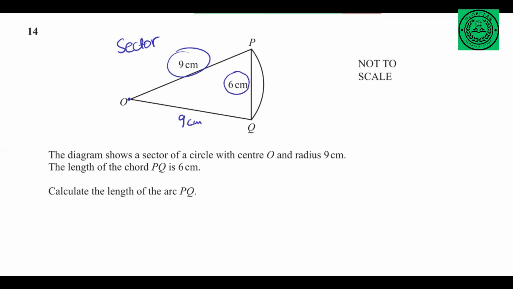So let us see what we are being asked to find out in this question. The diagram shows a sector of a circle with center O and radius 9 centimeters, and the length of the chord PQ is 6 centimeters, which we have already marked. We are being asked to calculate the length of the arc PQ. But in order to find the length of this arc PQ, we have to find the central angle formed by this arc. So we are interested in finding theta.